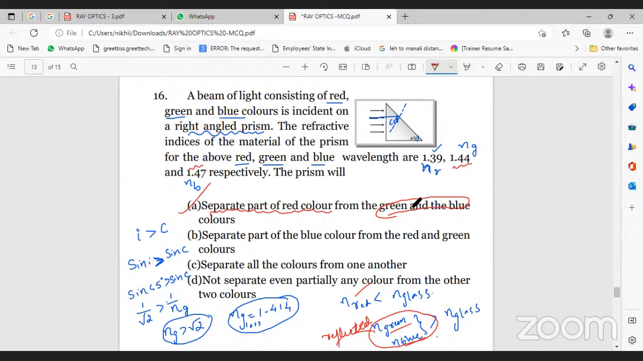So if any refractive index is less than √2, that ray will undergo TIR. So these two rays will get reflected.